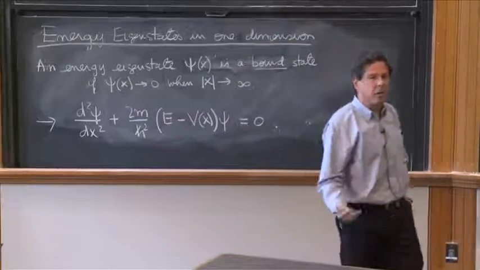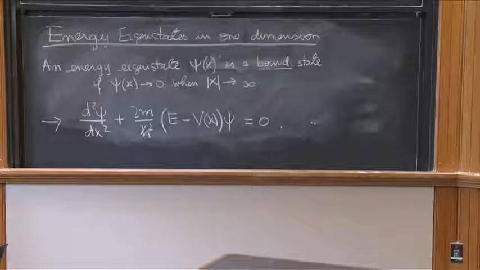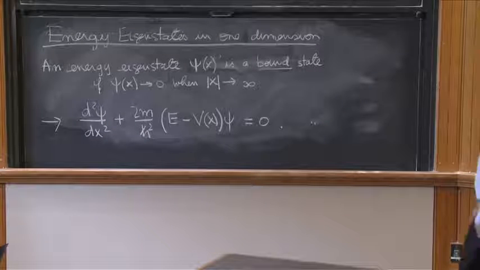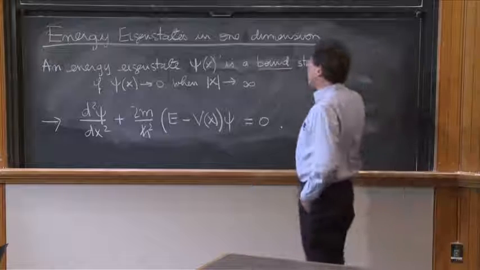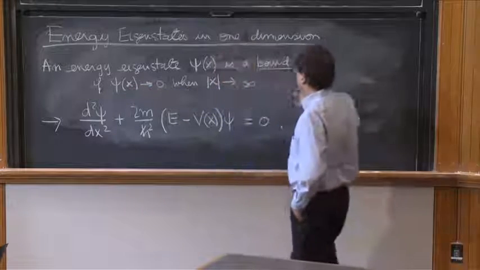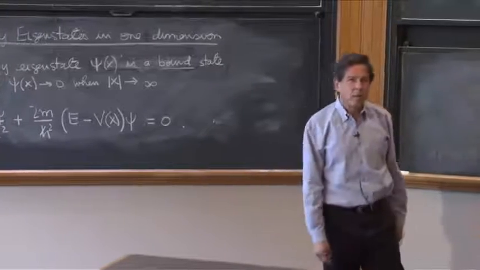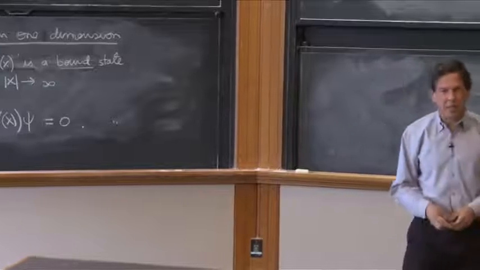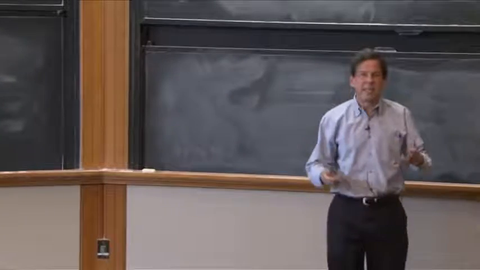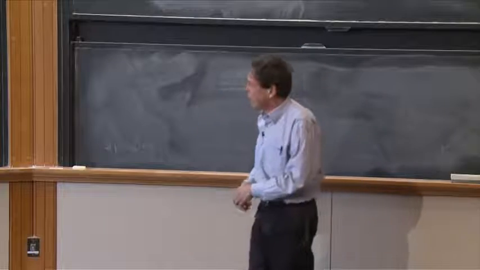So an energy eigenstate may or may not be a bound state, but any bound state is an energy eigenstate. So an energy eigenstate is a bound state if the wave function goes to 0 when you go sufficiently far away. So it's a simple definition, but it helps us understand that the basic idea is that the state is just not spread all over the world.